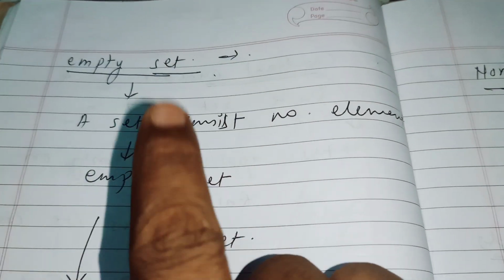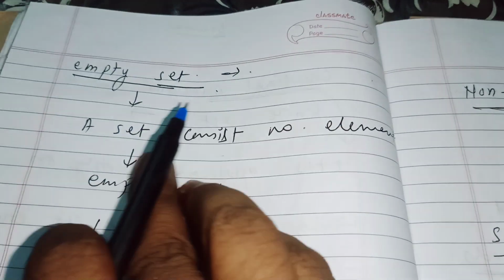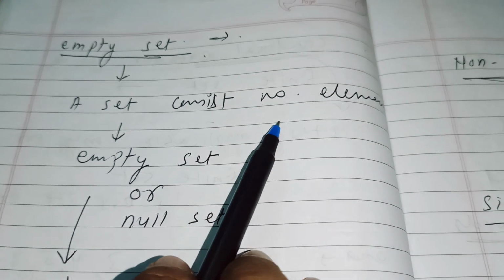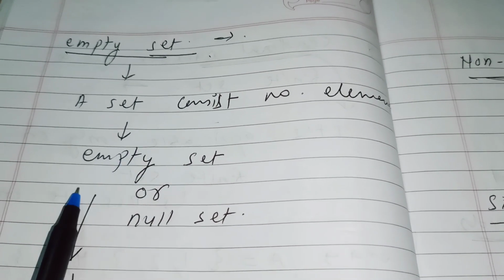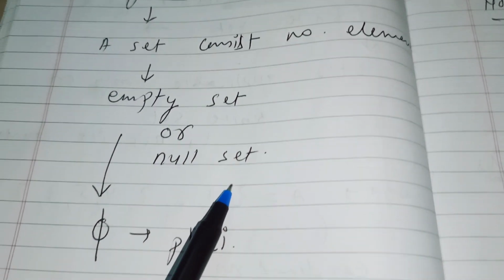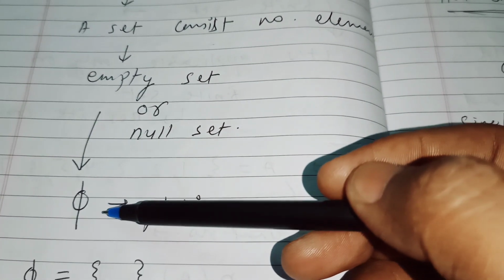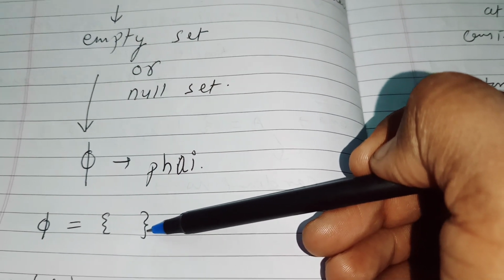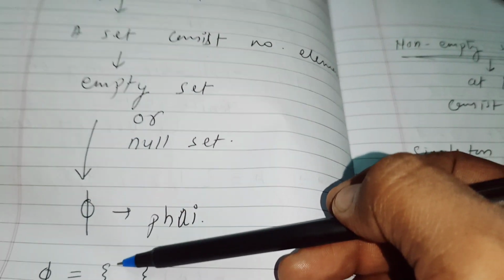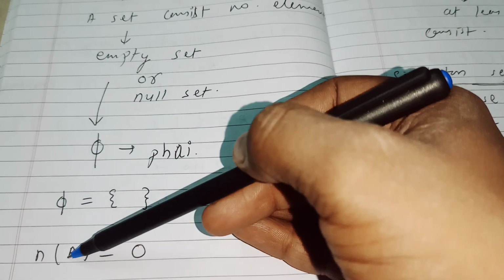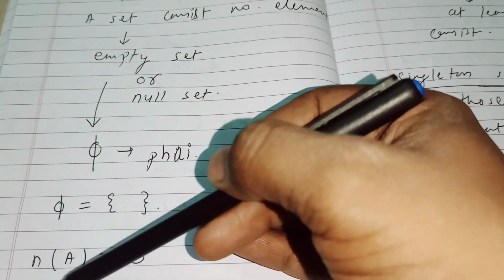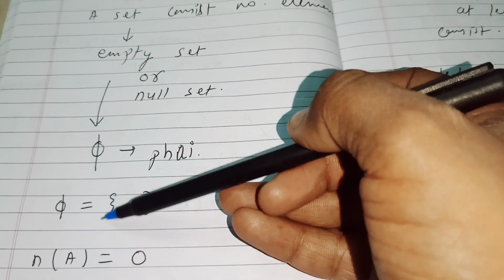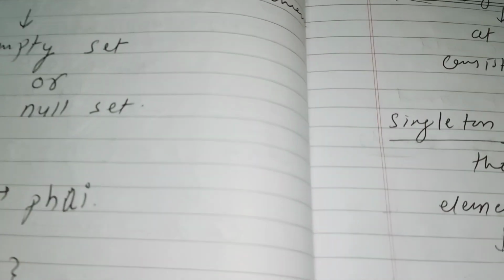Next topic is the empty set. So what is an empty set? You have to know that a set that consists of no element is called an empty set or null set also. It is denoted by phi. This is called phi. And phi equals, you have to make it like this, so it is also called the empty set. Clear? So if you want to find n(A), the cardinal number of this, we get 0. So in an empty set the cardinal number will be 0.